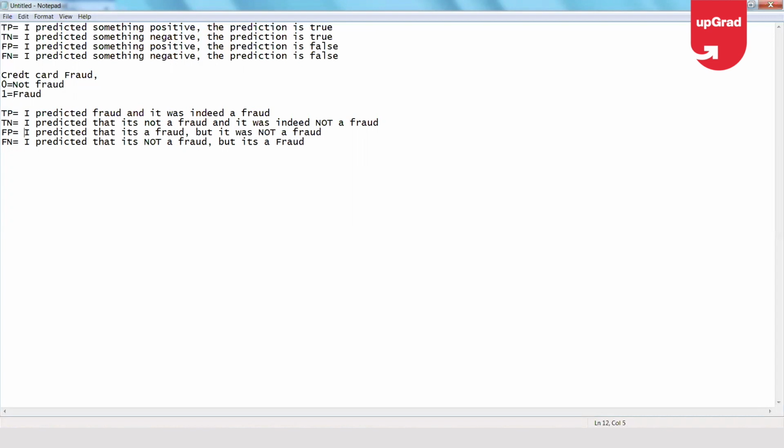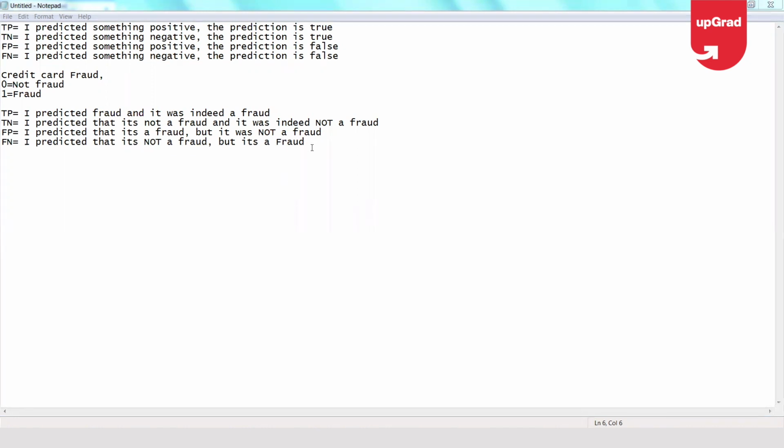Now think logically: for this problem of credit card fraud, out of these 4 scenarios, which one is more dangerous? I think the most dangerous scenario in this case is false negative. Because I said it's not a fraud, no problem with this transaction, and it turned out to be a fraud, which means the organization will lose money based on your prediction. Okay.